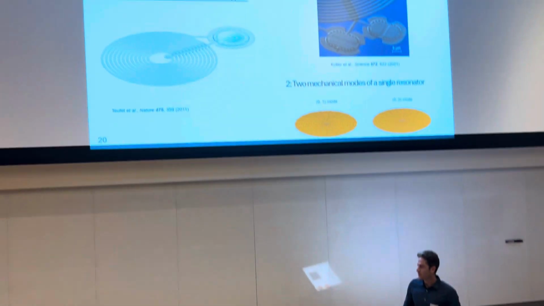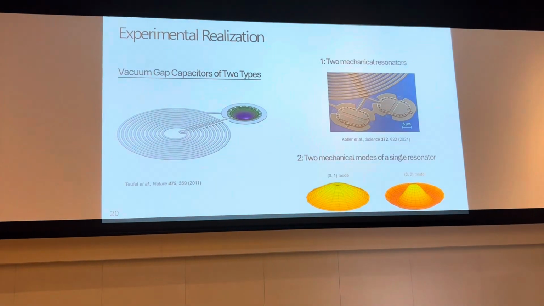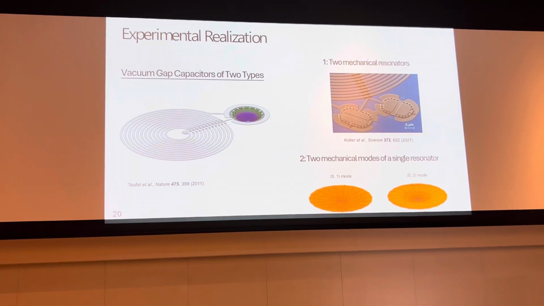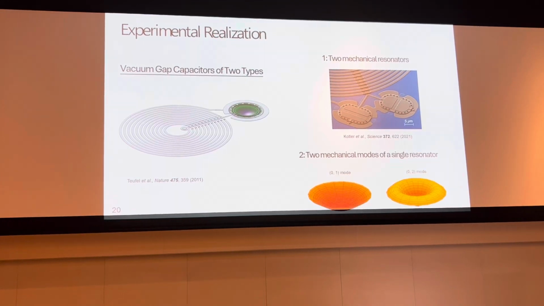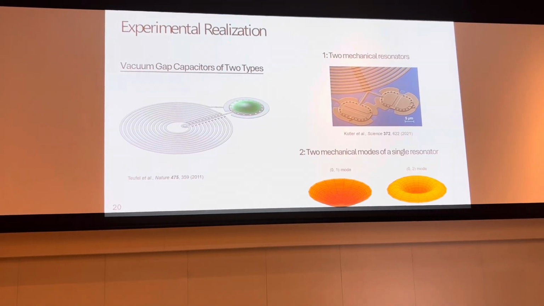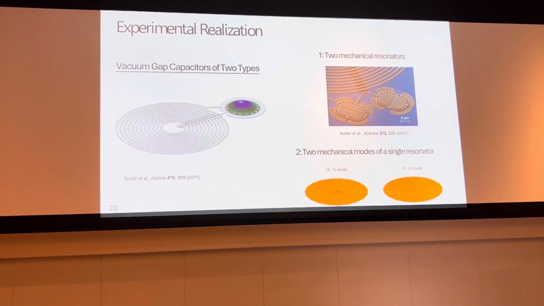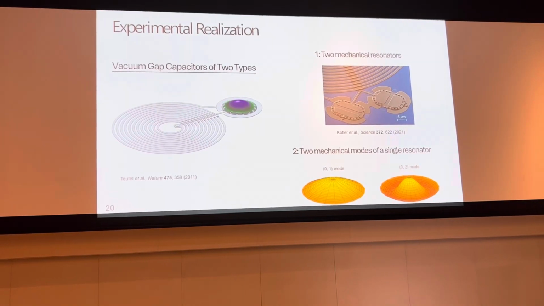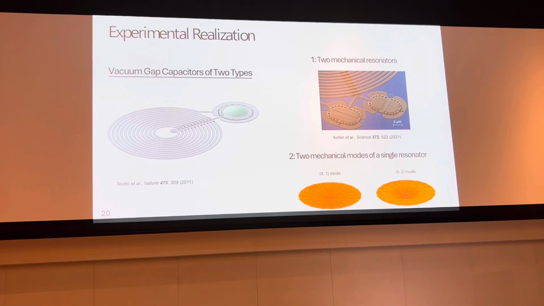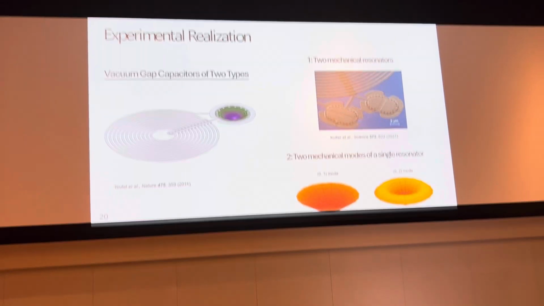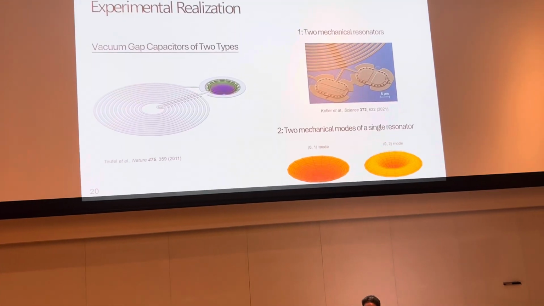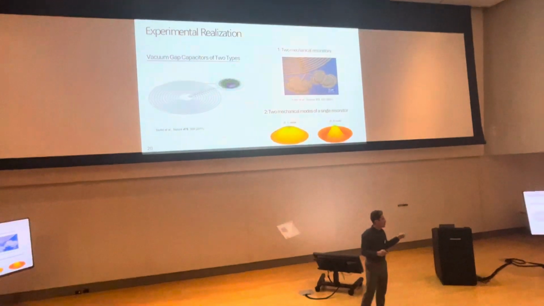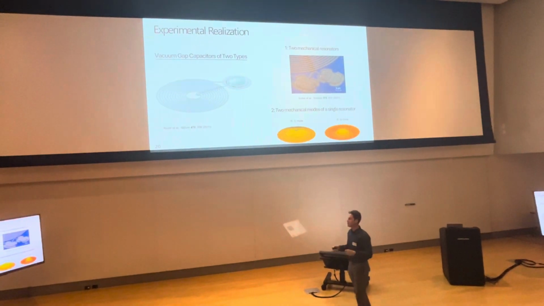So experimentally, you could realize these pair coherent states and cat states using things like vacuum gap capacitors, and you could choose which type. There's two that you could think of, which is separating the mechanical modes physically or having the mechanical modes on a single resonator. They both come with their positives and negatives. On the separate one, you actually get to tune them separately so you can have a full continuous parameter space, whereas on the two mechanical modes on one resonator, you only have a specific ratio because you're limited by a single resonator.